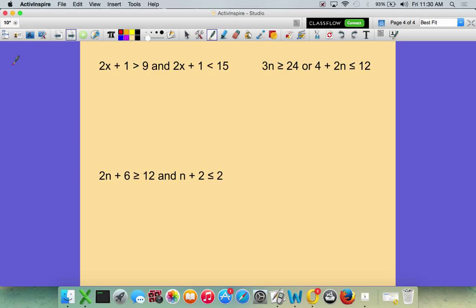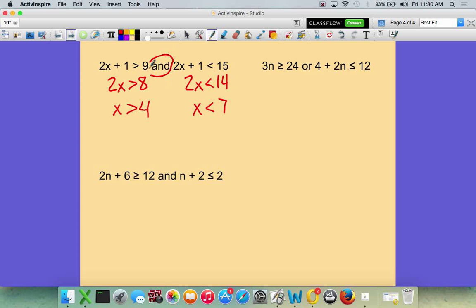Okay, a little bit more complicated here. We've got two separate inequalities here. 2x plus 1 is greater than 9, and 2x plus 1 is less than 15. We've got to deal with both of these. So we would solve for both of these. We'd subtract 1, 2x is greater than 8, x is greater than 4, and then 2x is less than 14, x is less than 7.